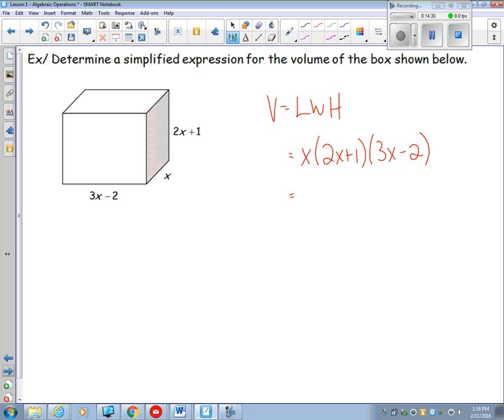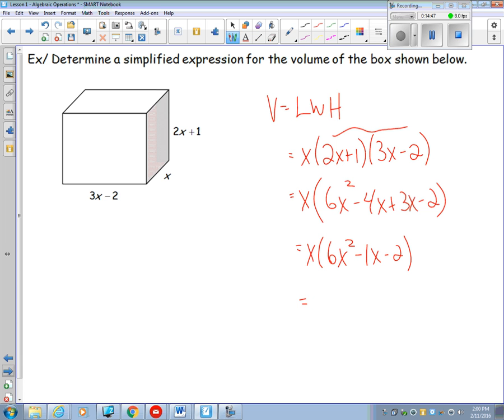What am I going to do? I'm going to FOIL. So x, leave it alone. Multiply the things inside right here by FOIL. 6x squared minus 4x plus 3x minus 2. Collect my like terms, 6x squared minus 1x minus 2, and multiply it all by x. So I get 6x cubed, I get negative x squared, and I get negative 2x. And that's how we can expand things involving algebra.